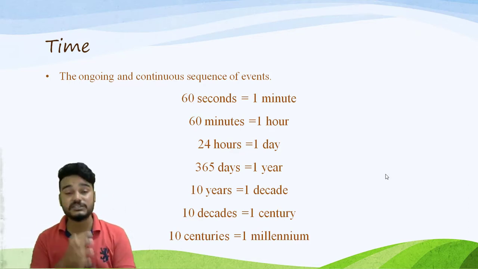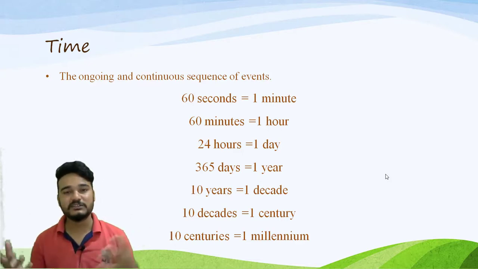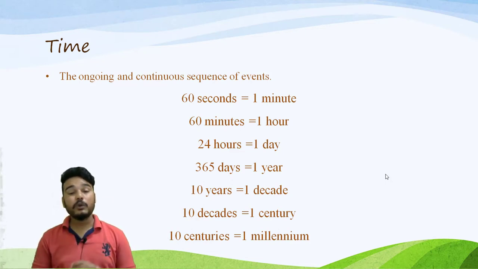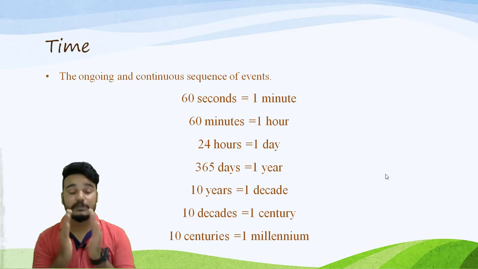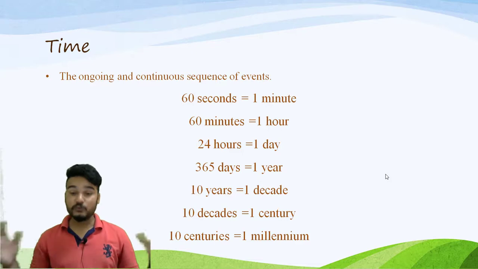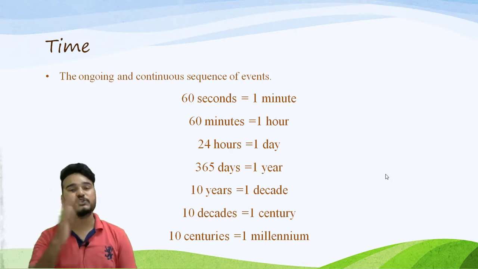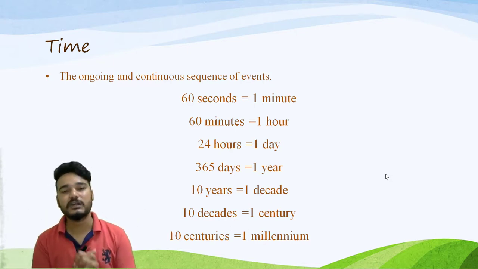When we combine 365 days, we get 1 year. Sometimes we combine 366 days also because of leap year. When we combine 10 years together, it becomes a decade. A bunch of 10 years is called a decade. When we combine 10 decades together, 10 into 10, that will become 100 years, that is 1 century. And when we combine 10 centuries together, we will have 1 millennium.